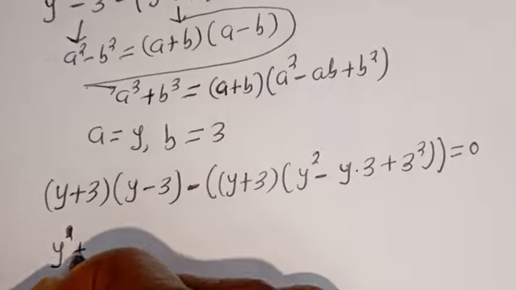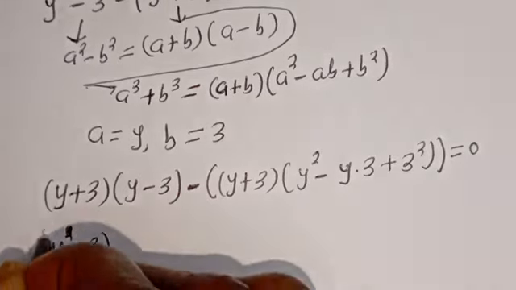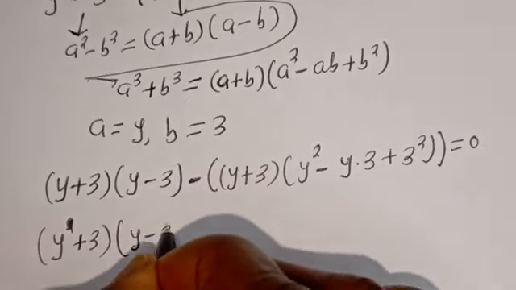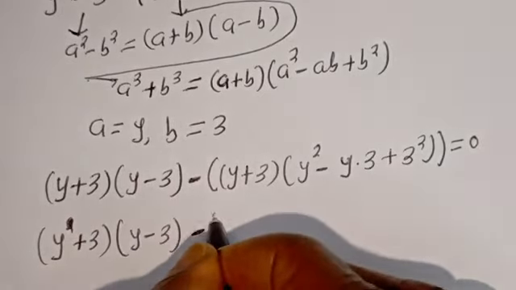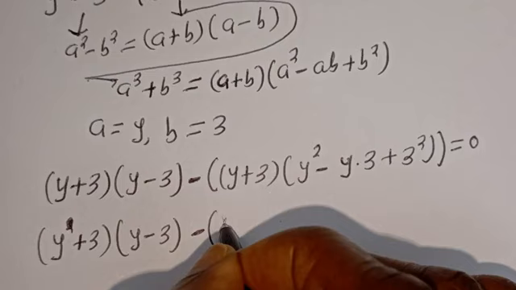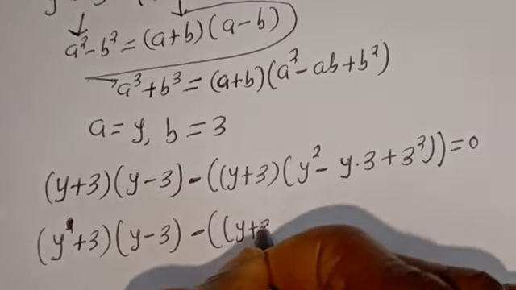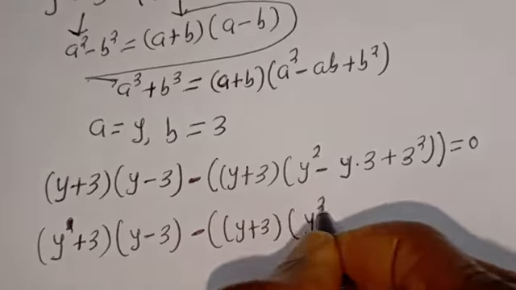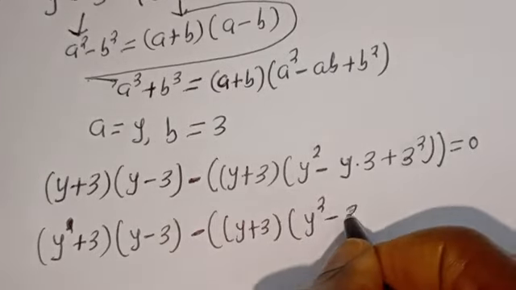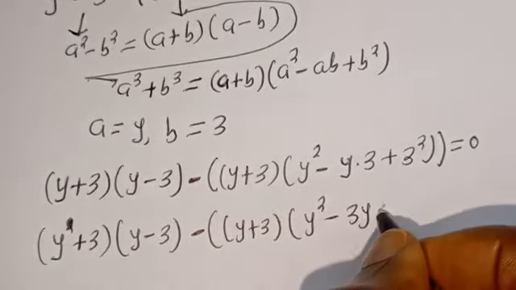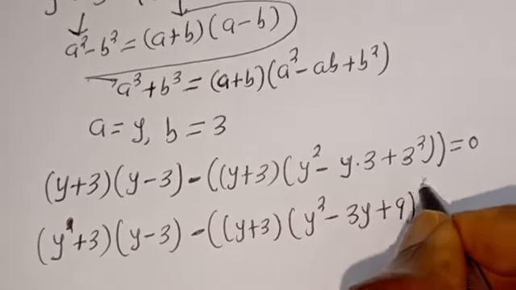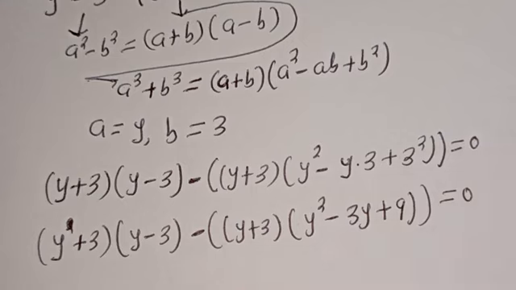This is y plus 3 bracket, we have y minus 3, minus bracket. This is y plus 3 bracket, here is y squared minus 3y plus 9 is equal to 0.